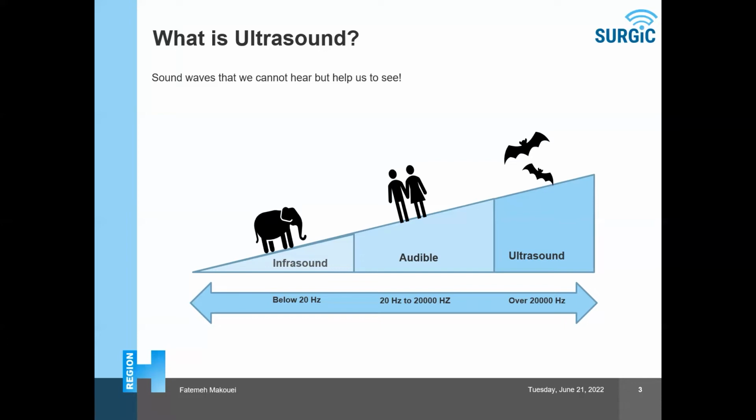Typical diagnostic sonographic scanners operate in the frequency range of 2 to 18 MHz. This is hundreds of times greater than the limit of human hearing. Of course, now there are transducers operating at 50 MHz to even 70 MHz, but typically the range is considered to be 2 to 18.